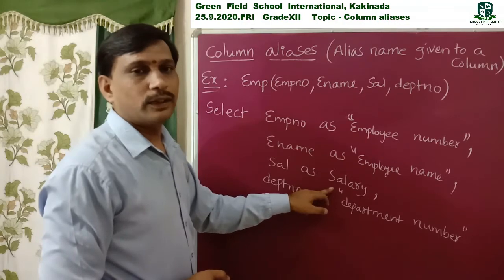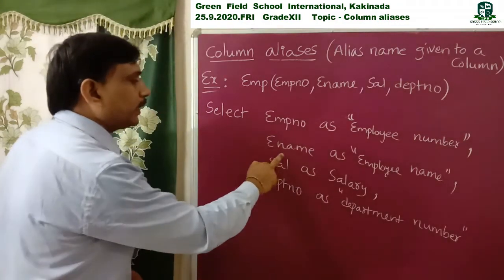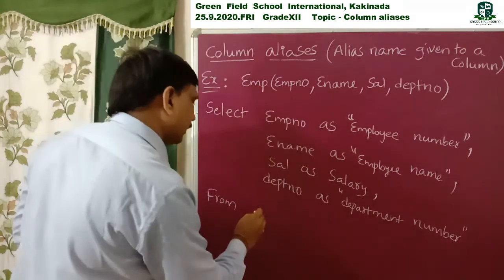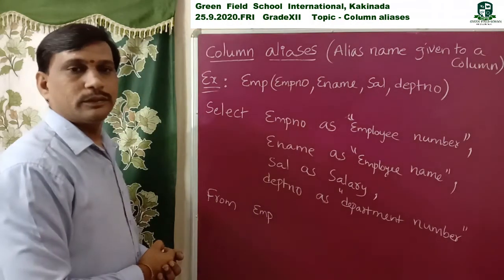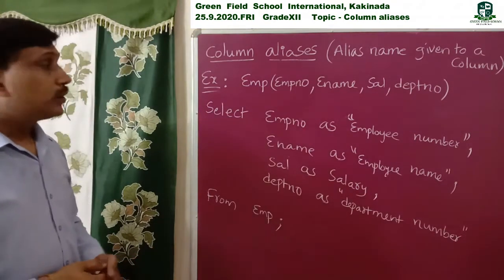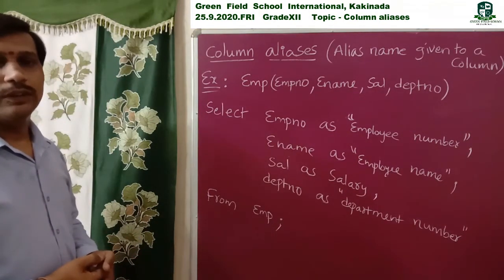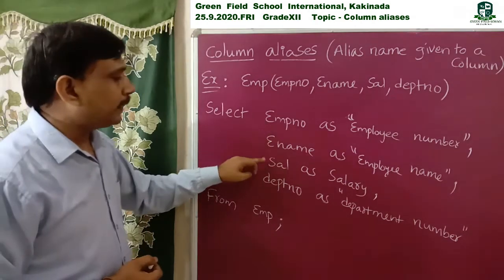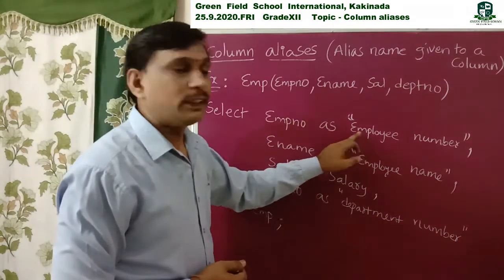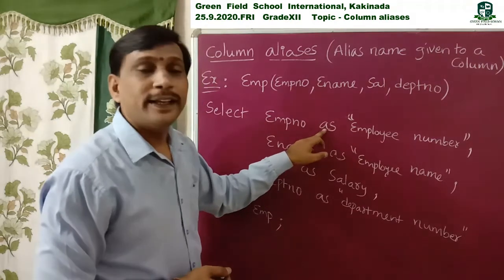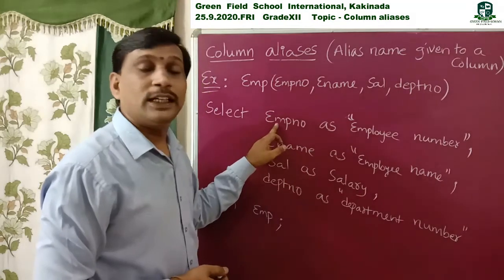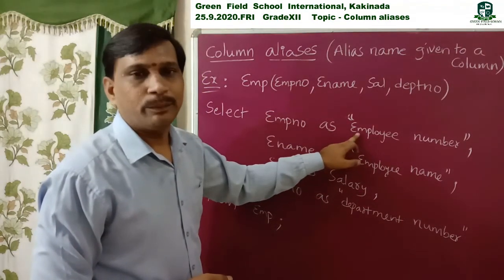Both are valid. See, next: select EMP number, ename, sal, department number from which table? From the EMP table. From EMP, semicolon. Then it displays the output. Up to now we used only column names, but this time we use column names with alias names. This one is the alias name with the keyword as. Here I use the as keyword. This one is the original column name, and this one is the column alias name.